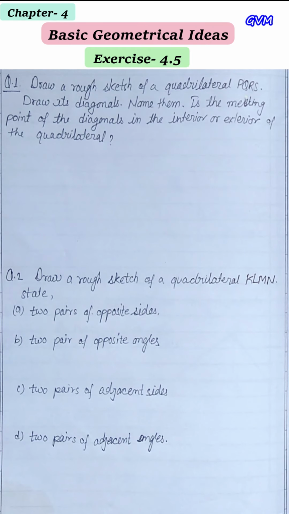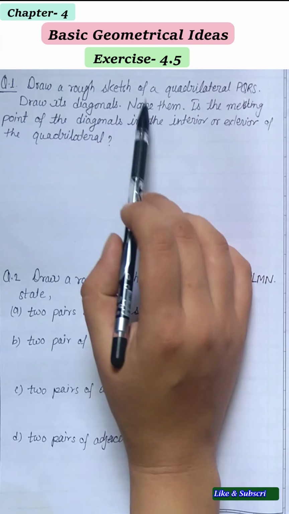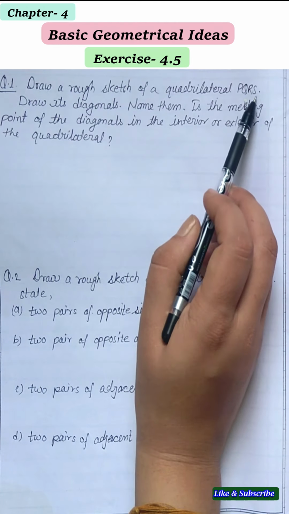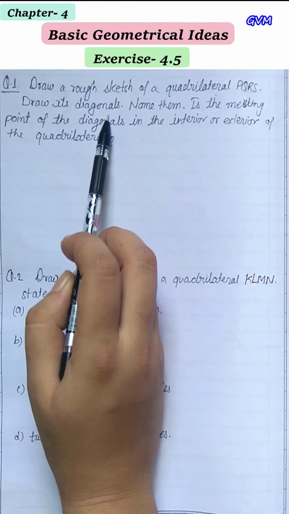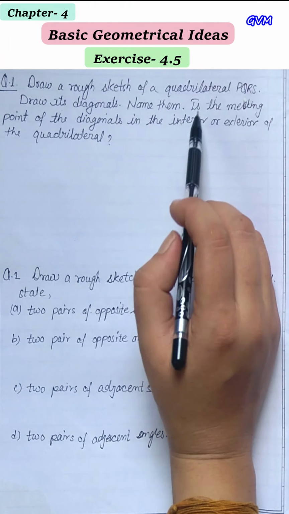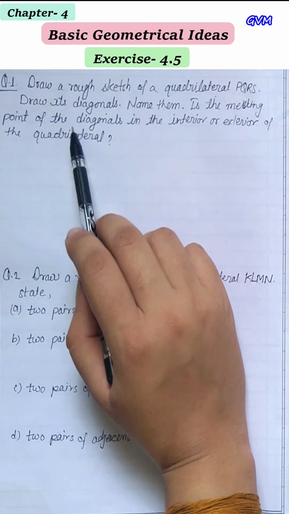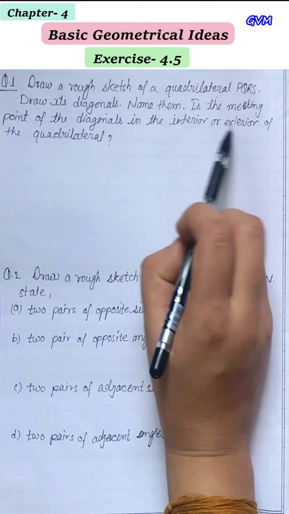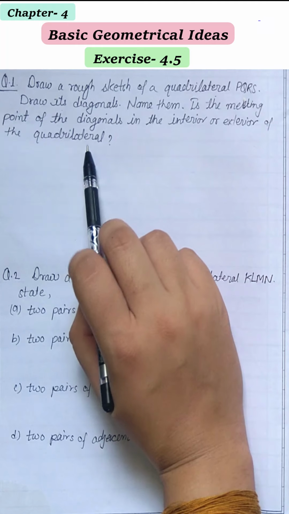Hello students, so today we are going to solve the questions from exercise 4.5 from the chapter Basic Geometrical Ideas. First question we have: draw a rough sketch of a quadrilateral PQRS, draw its diagonals, name them. Is the meeting point of the diagonals in the interior or exterior of the quadrilateral?